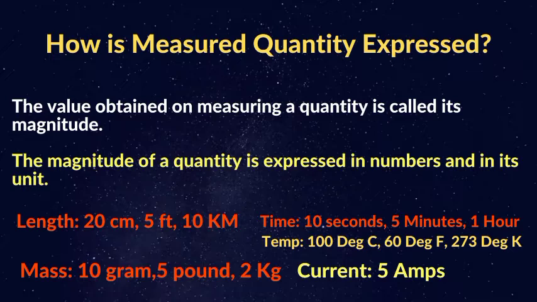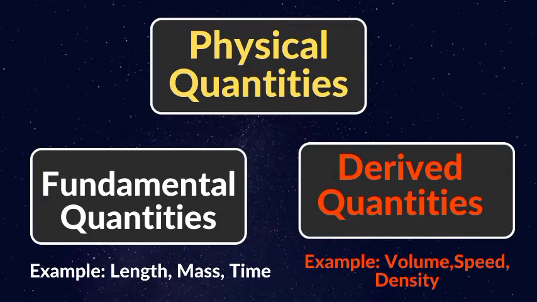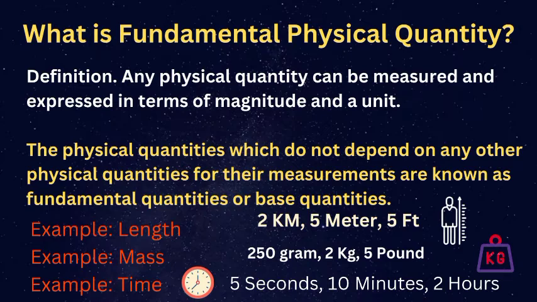Now whatever physical quantities are there, there are two broad types. One is fundamental quantities. Examples are length, mass, time. The other is derived quantities. Common examples: volume, speed, density. So derived quantities basically come from the various fundamental quantities.